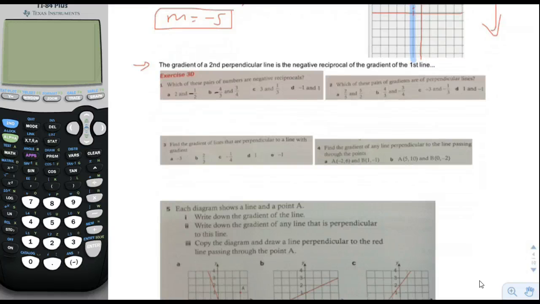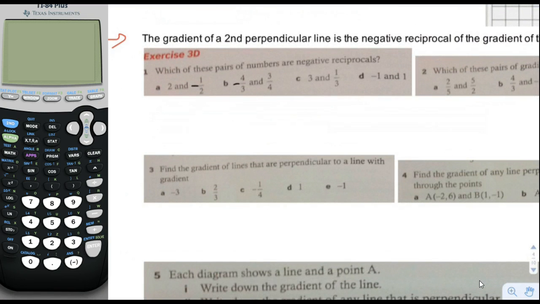3D, which of these pairs of numbers are negative reciprocals? Okay, 2 and -1/2. So if you want to take the negative reciprocal of 2, the first thing you do is you turn it over, 1/2, and then you take the negative. So yes, that's right. Okay, what about this one? This one's okay too, right? Flipped over and a negative. What about this one? It's flipped over, but it's not negative, so no, that's not right. -1 and 1. This is kind of tricky. So -1, you flip it over, you get -1/1, and then you take the negative and you get 1/1, and guess what? That's right.